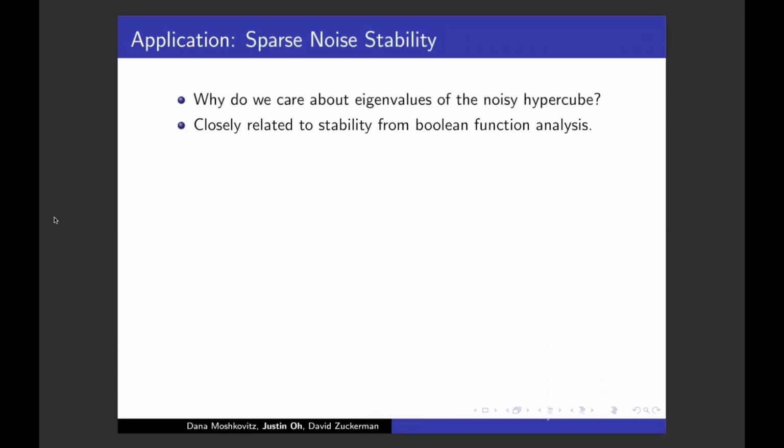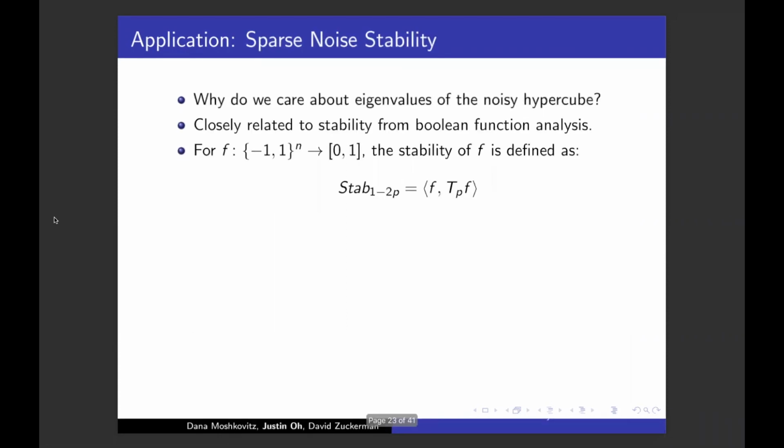Well, they're closely related to this important notion called stability from Boolean function analysis, for one thing. For example, if you take a function f from -1, 1 to the n to the interval 0, 1, you can say that the stability of f is just defined as the inner product of f with t sub p comma f. And here what we mean is that you take f and you think of the vector f as a truth table of length 2 to the n, and you just multiply this by the transition matrix for the graph t sub p, which we just defined. And then we take the inner product of that with f.